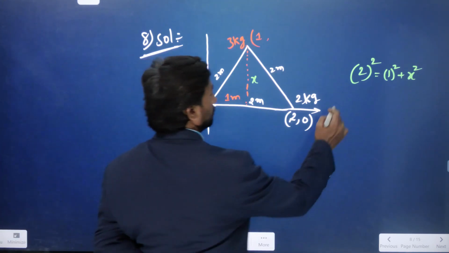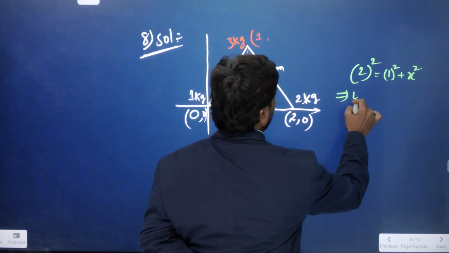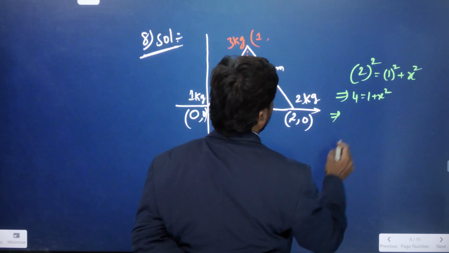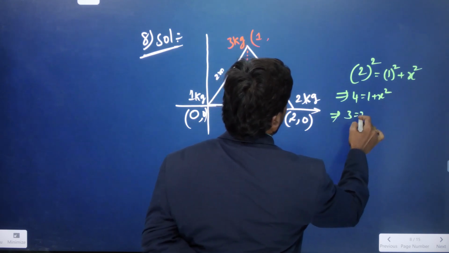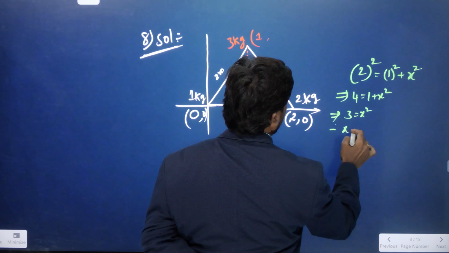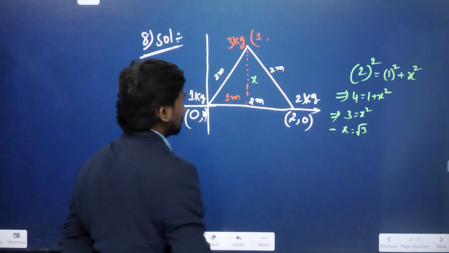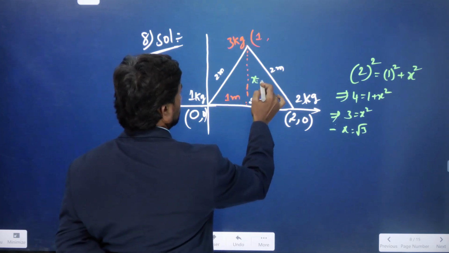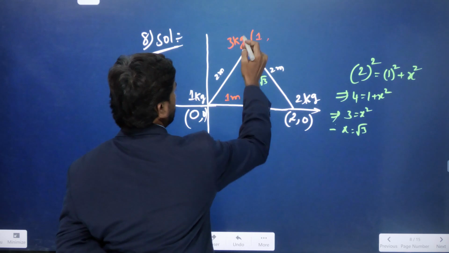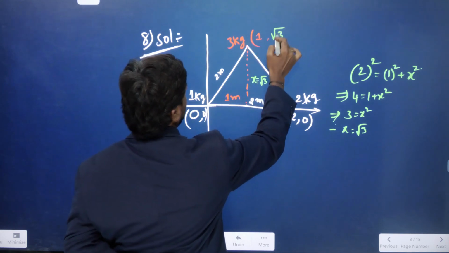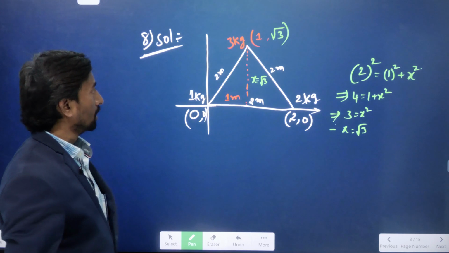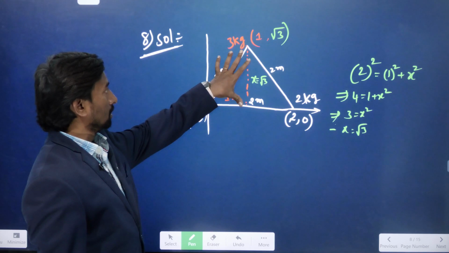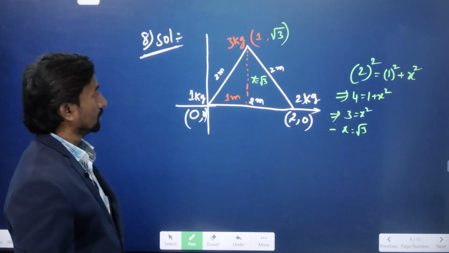How much do we get here now? 4 is equal to 1 plus x square. Then we get 3 is equal to x square. Therefore x is equal to root 3. Now we got this value as root 3. This coordinate is root 3. So the coordinate is 1 meter comma root 3 meters.